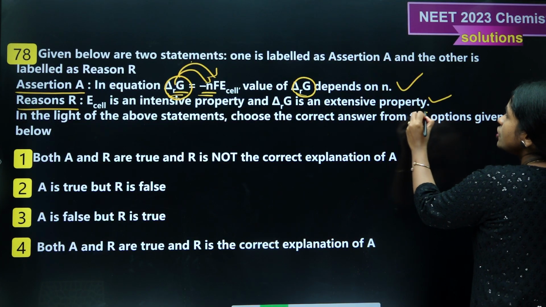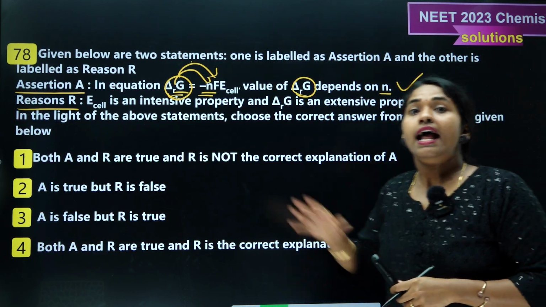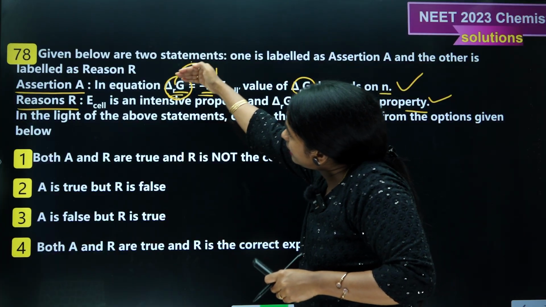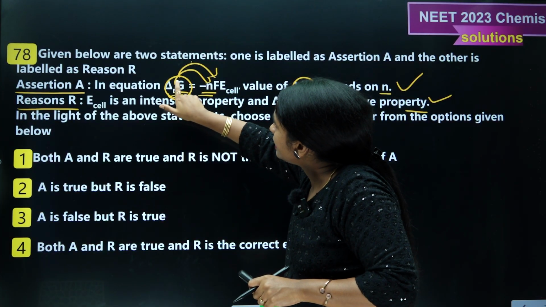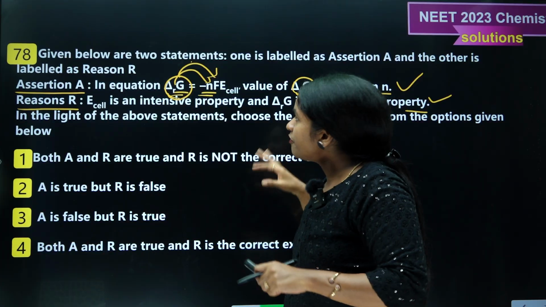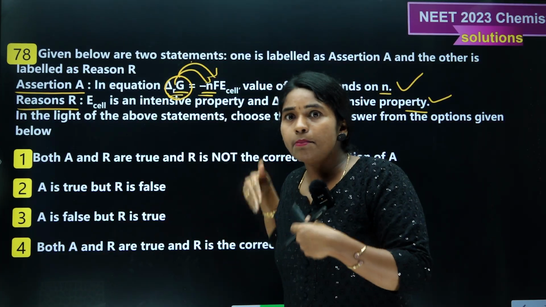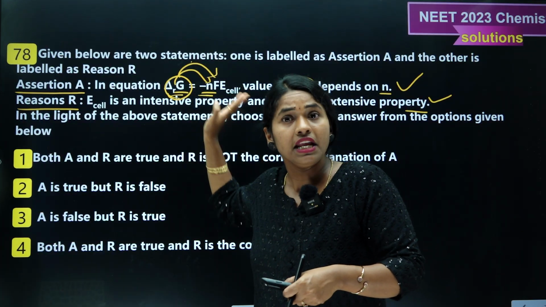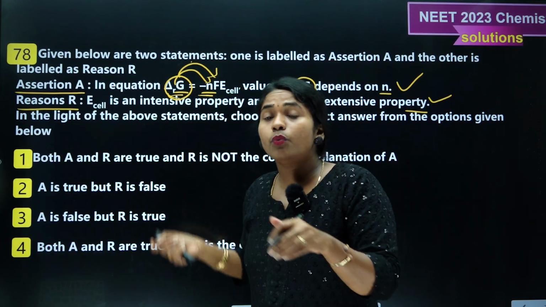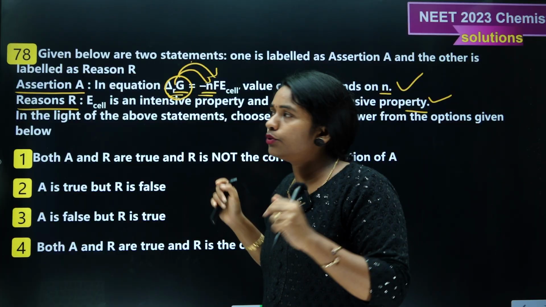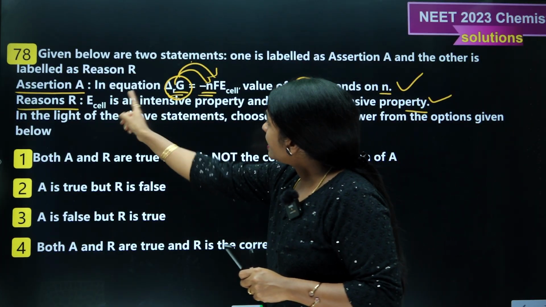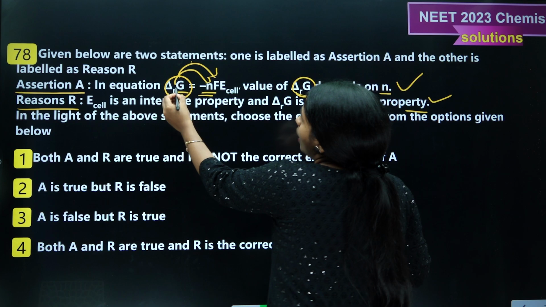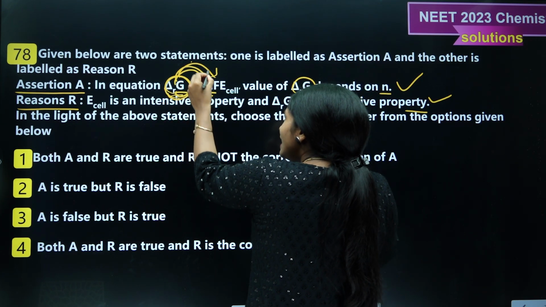So this is a correct statement and this is also a correct statement. Let us see, is this a correct relation? I mean, is this a correct explanation or not? If I am in the examination hall, I might mark this one as an incorrect explanation. But why it is a correct explanation, I'll tell you the reasons here.